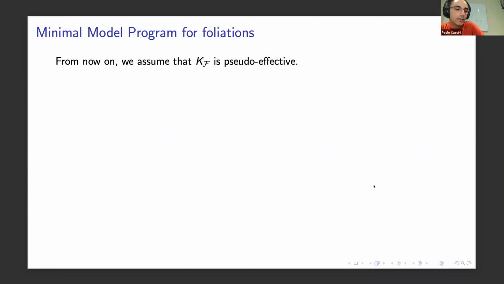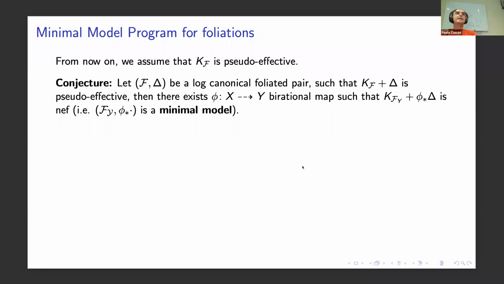I would like to continue talking about the birational geometry of foliations, at least in terms of the program. Let me assume from now on that K_F is pseudo-effective because, for K_F not pseudo-effective, we already have a good understanding of the birational geometry thanks to the result of Miyaoka and others. So what can we do in this case? Let's do it a little bit more generally, just because some of the theorems later on will be stated in this generality. Let's suppose that (F, Δ) is a log canonical foliated pair. As usual, if we take Δ equal to 0, this is already plenty of examples to study. Let's suppose that K_F + Δ is pseudo-effective.